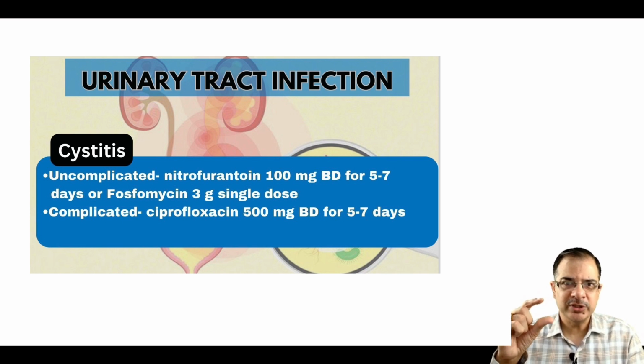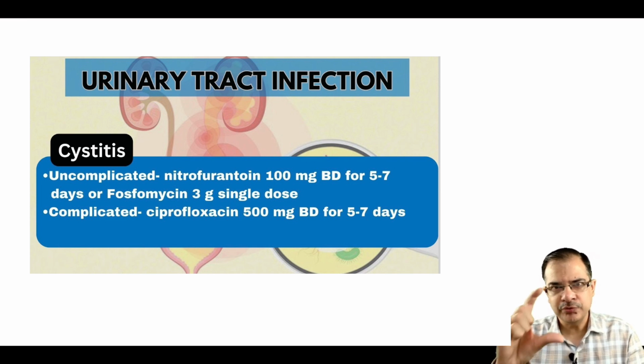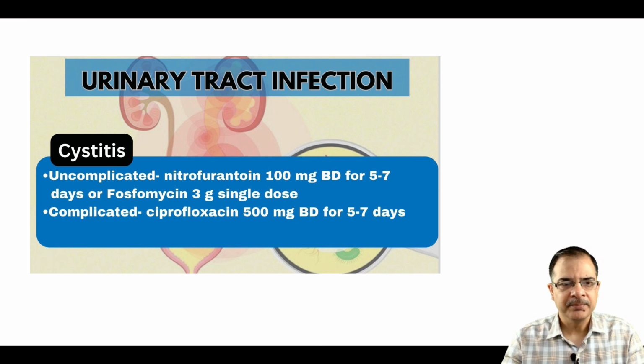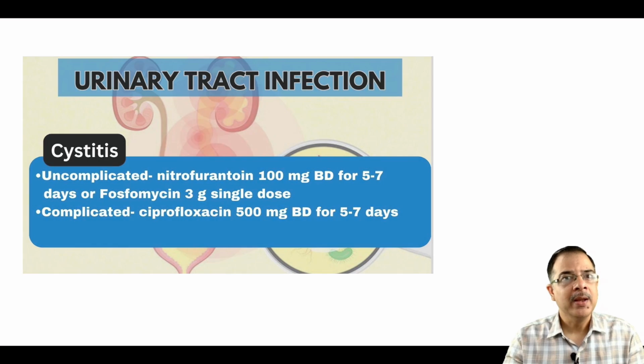Fosfomycin comes in the form of a sachet, so one sachet single dose with 1 glass of water will be given. Complicated means it is present in males or it is present in comorbid conditions like diabetes or any structural kidney disease is there or any stones are there. So ciprofloxacin twice a day for 5 to 7 days.